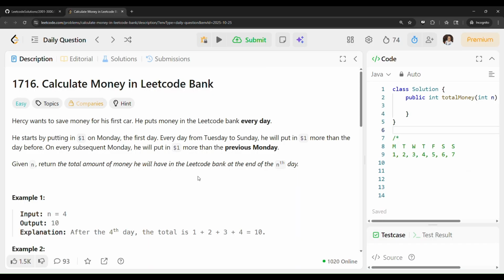Today we are solving 1716, Calculate Money in Leetcode Bank. So Hercy wants to save money for his first car. He puts money in the Leetcode bank every day. He starts by putting $1 on Monday, the first day, and every other day from Tuesday to Sunday he will put $1 more than the previous day.